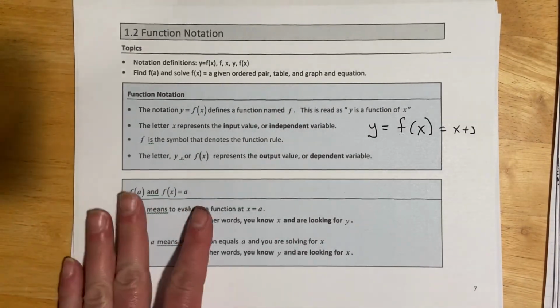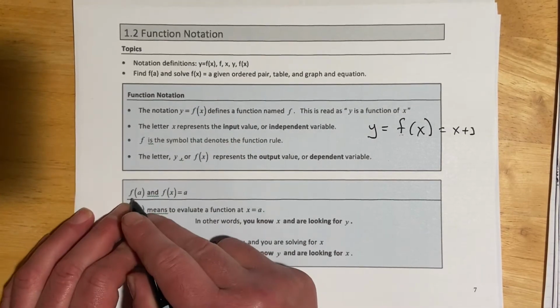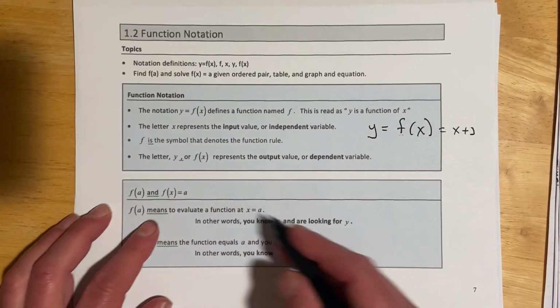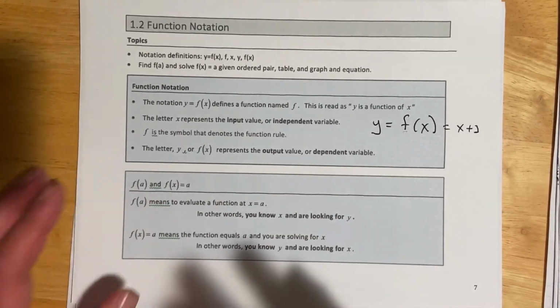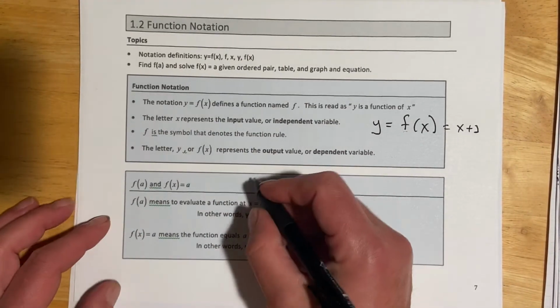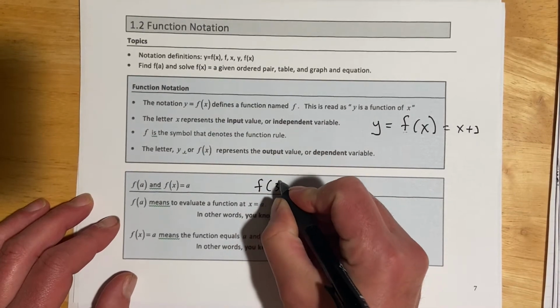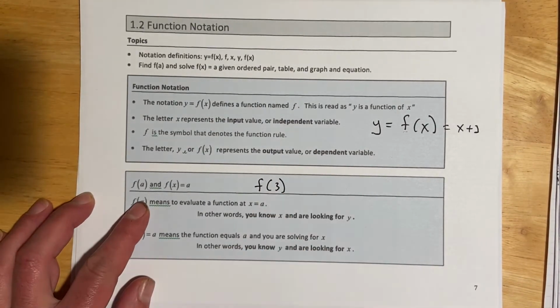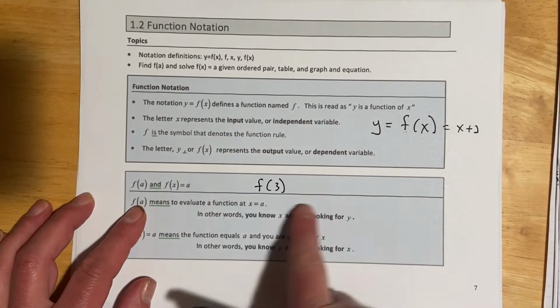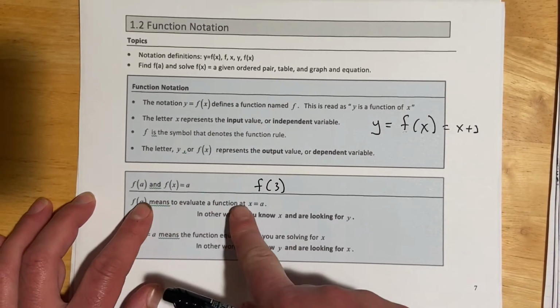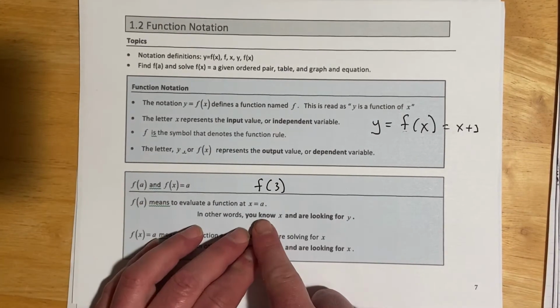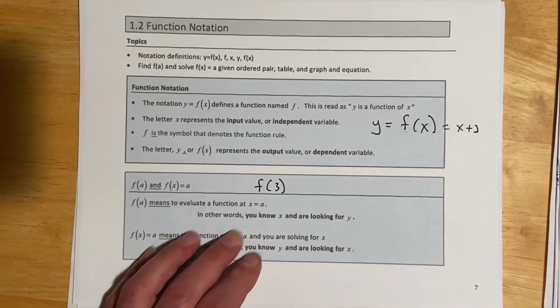So then we have these two things down here, f of a and then f of x equals a. Say I had, I'm just going to make up a number because the a makes it seem like something else is going on, say I had f of 3. What that means is x equals 3. You're going to plug in a 3. So f of a value means to evaluate the function at that value. In other words, you know x, and you're going to go look for y.